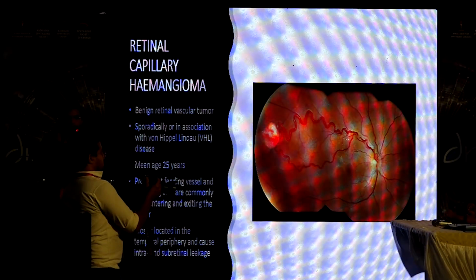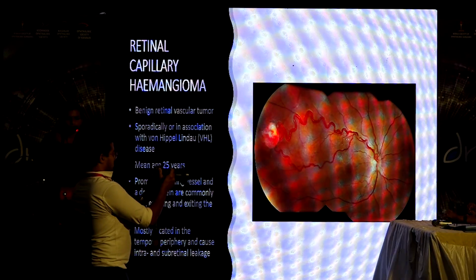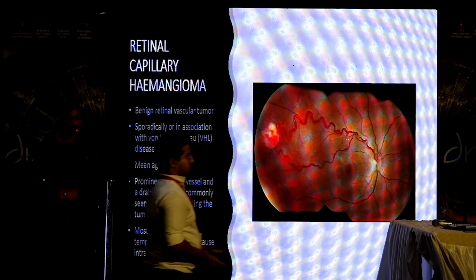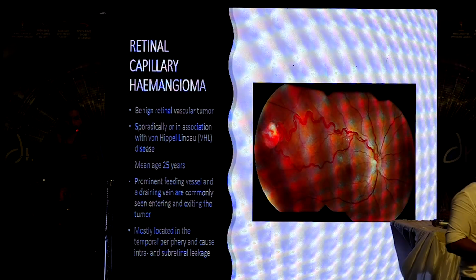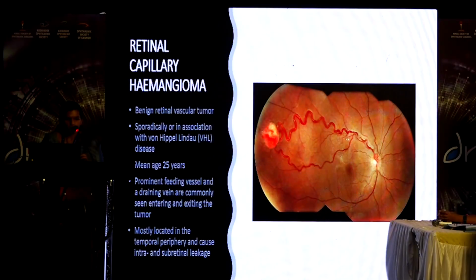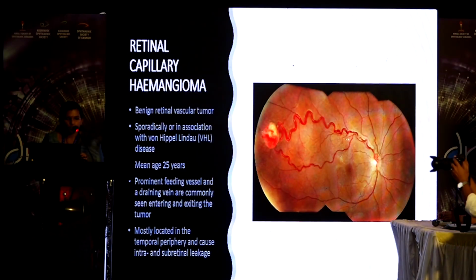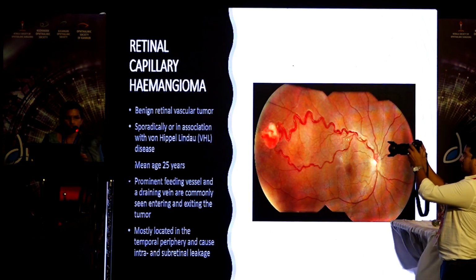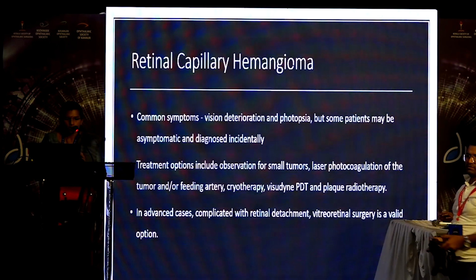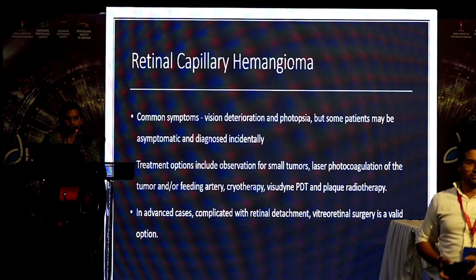Now coming to the retinal capillary hemangioma, it's a benign retinal vascular tumor, seen sporadically or in association with VHL. The mean age is 25 years. The main characteristic finding is a prominent feeding vessel and a draining vessel, most commonly located in the temporal quadrant. The most common symptom is visual deterioration.